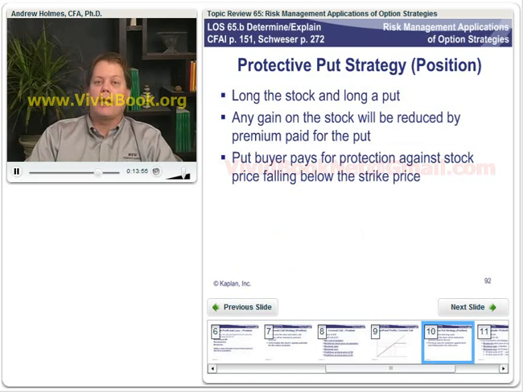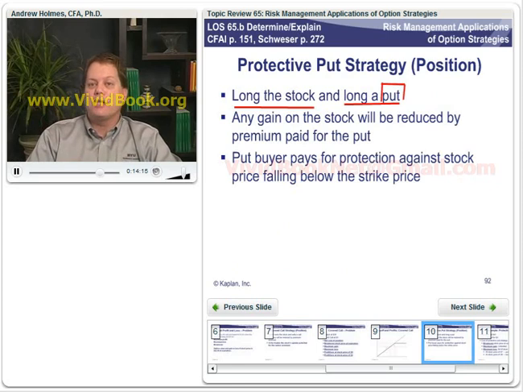Now we're going to look at a protective put. A protective put is even easier. This is something that I don't think will give you a whole lot of trouble. But here we're going to be long the stock, that is to say, we're going to own the stock, and we're going to be long a put. So we are buying the right to sell that stock. When would we want to exercise that? If the price falls. So any gain on the stock is going to be reduced by the premium that we paid for the put, but the buyer is getting protection against the stock price falling.